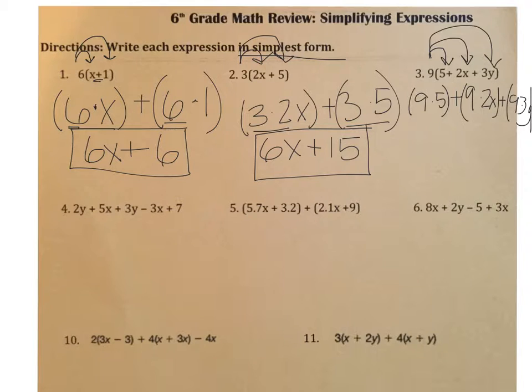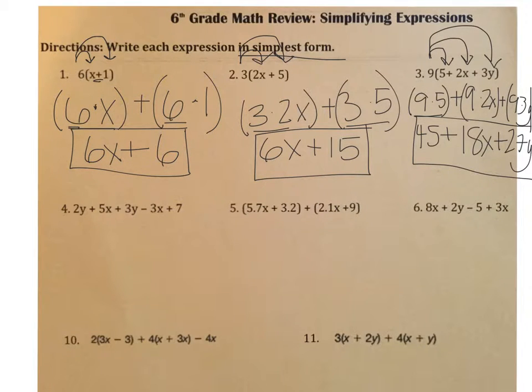Okay, so let's go ahead and multiply. So 9 times 5 is 45 plus 9 times 2 is going to be 18x plus 9 times 3 is going to give us 27y. And we cannot combine any of those terms because none of them are alike. So we are going to box our answer because it's in simplest form.